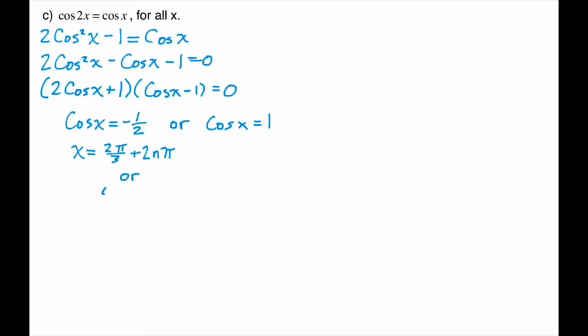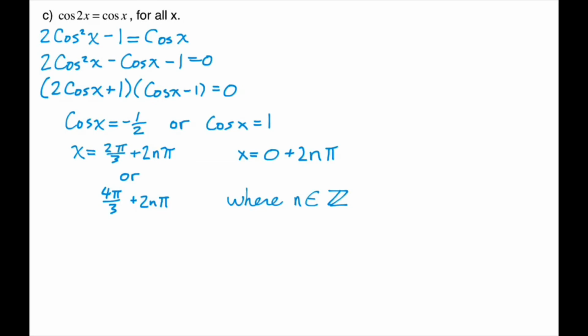So we know that cosine x is equal to negative 1/2 at these two angles, 2 pi over 3 and 4 pi over 3. Of course, because it's saying to solve for all x, we also have to add multiples of 2 pi to get to all of the other roots, where that n is an integer. So now on this side, the cosine is equal to 1 at 0 radians plus n times 2 pi. And like I mentioned, n has to be an integer.